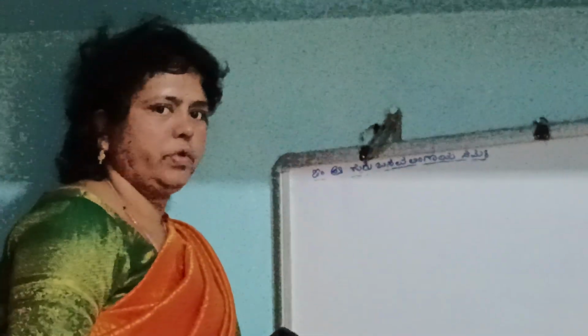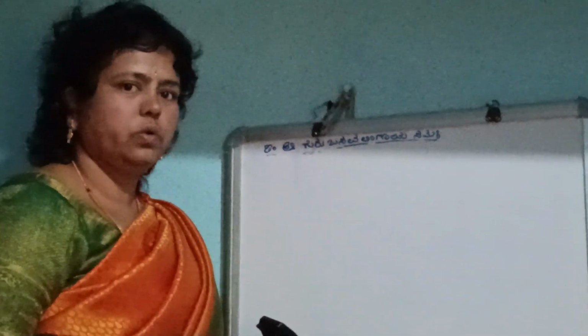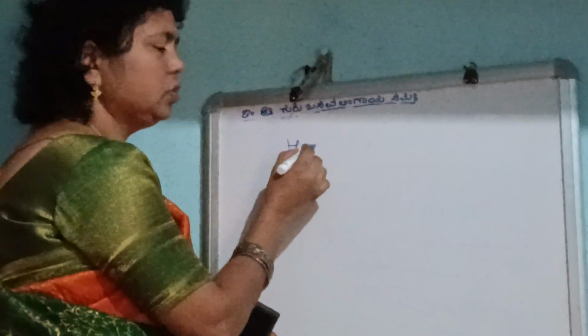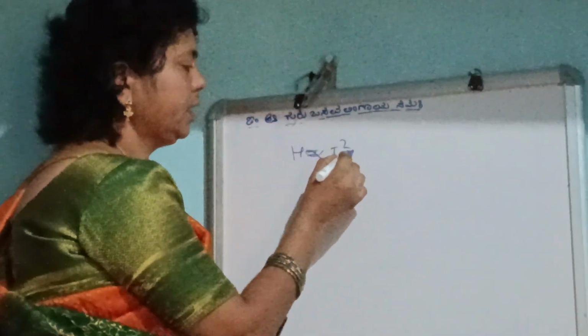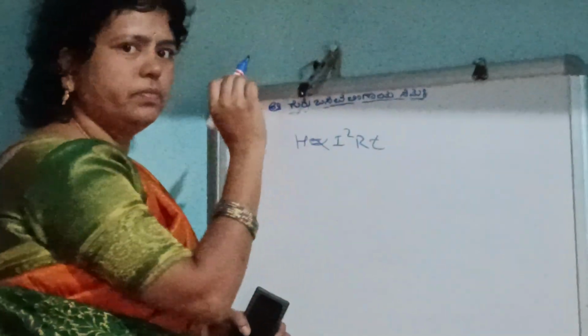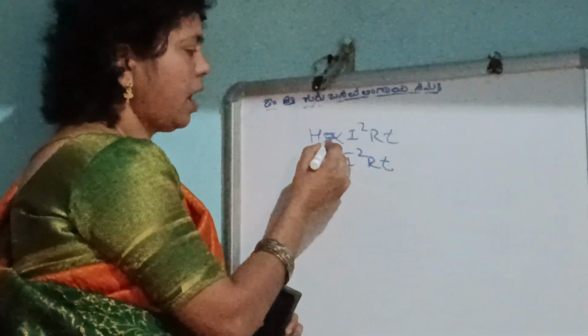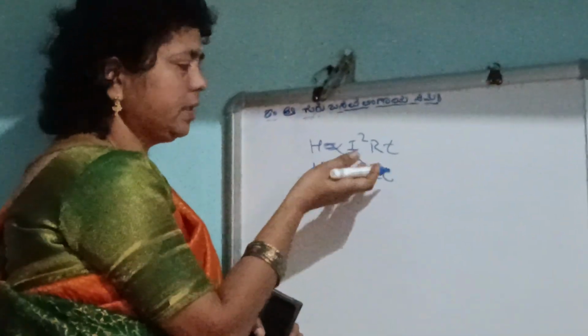heating effect of power. When current flows through a circuit, it produces heat. Obviously power is consumed. The heating effect is represented by Joule's law: H is directly proportional to the square of the current, the resistance of the conductor, and time. So H is equal to I squared R T. One is the proportionality constant; anything multiplied by one, we get that same thing.